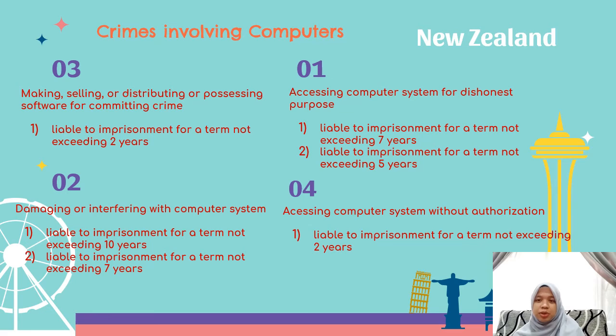Number 4, accessing computer system without authorization. First, everyone is liable to imprisonment for a term not exceeding 2 years if they intentionally access, directly or indirectly, any computer system without authorization. The law number 2 and number 3 are almost in the same situation, but the punishment for damaging or interfering with a computer system is more severe since it can involve danger to life and can affect the computer system, while the punishment for accessing a computer system without authorization is lighter since it will not bring too much harm on the system.